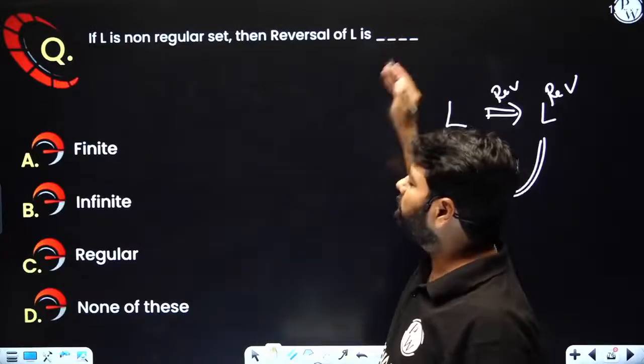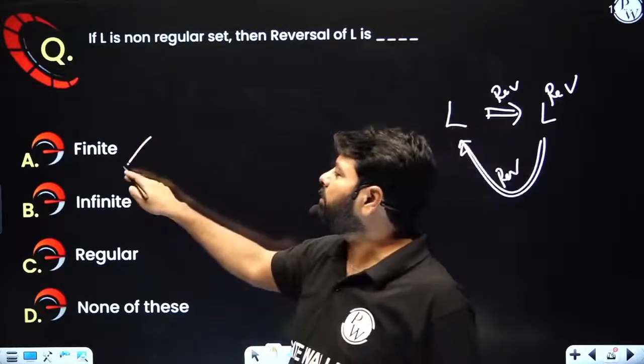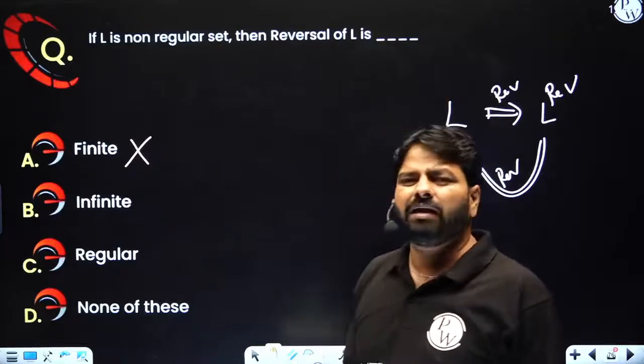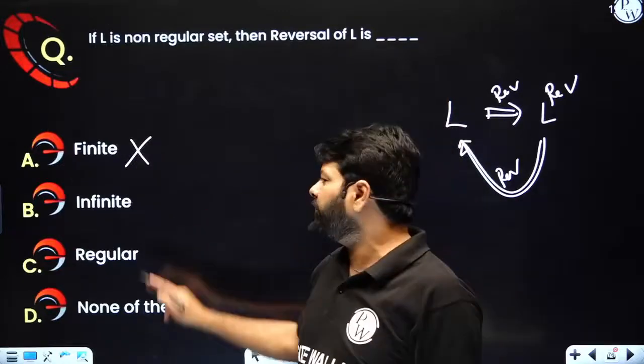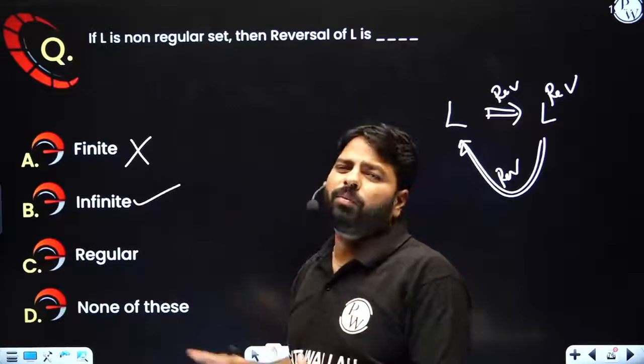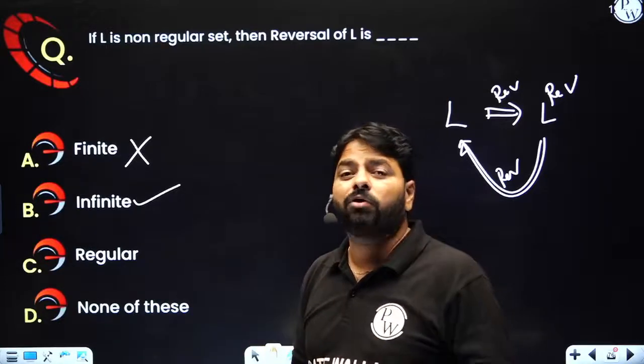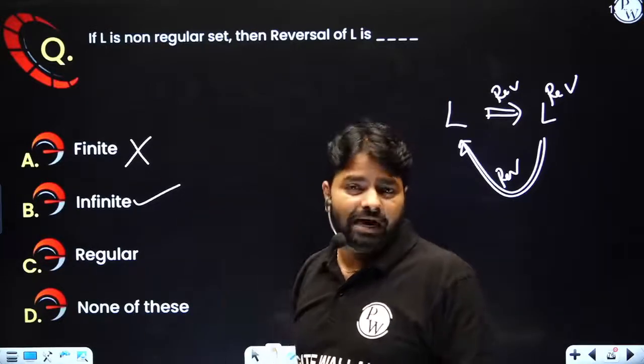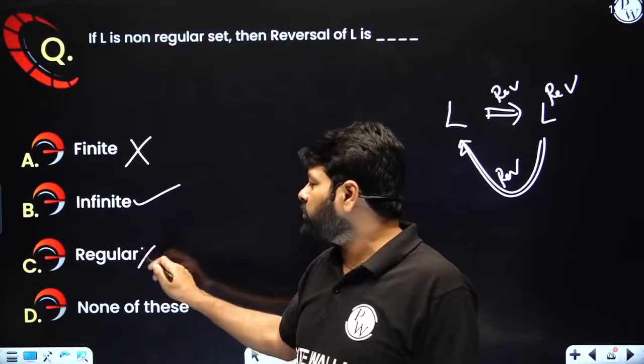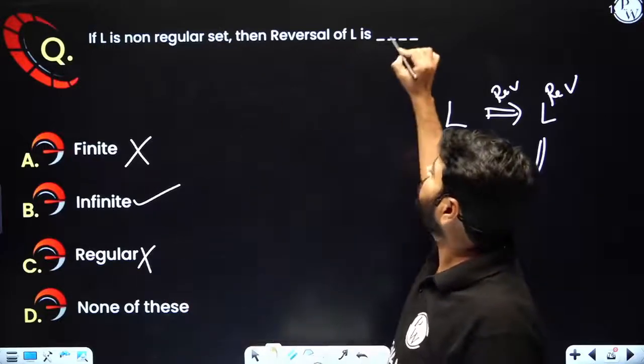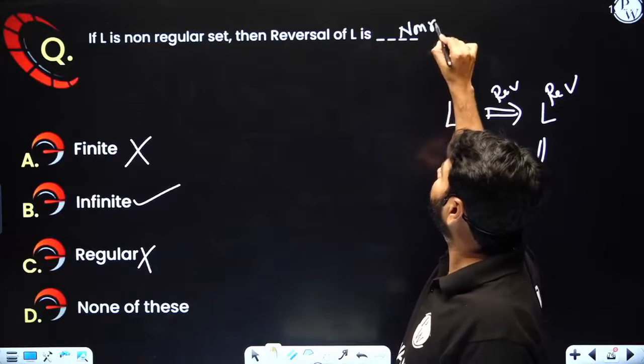So I can conclude now. About L, you can't say it's finite. Can I say infinite? Because every non-regular language is infinite, we know that. But choose appropriately. I'm not talking about every infinite language in the world. I'm talking about every non-regular language that we have taken. And regular we can't choose. But we are very clear that the reversal of L is non-regular.